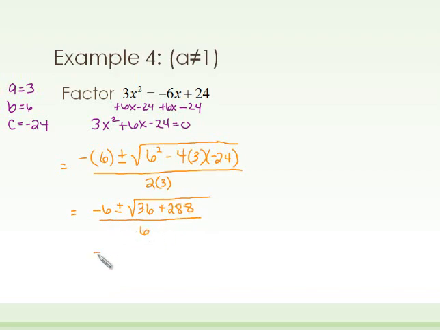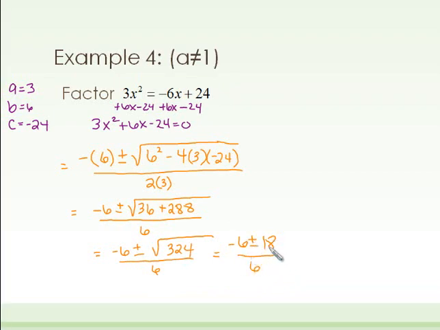Okay, so let's simplify that even further. In our square root, 36 plus 288 is 324. Okay, so on this one, now we have negative 6 plus or minus the square root of 324, which is 18, so that is a perfect square. And then we divide this by 6.